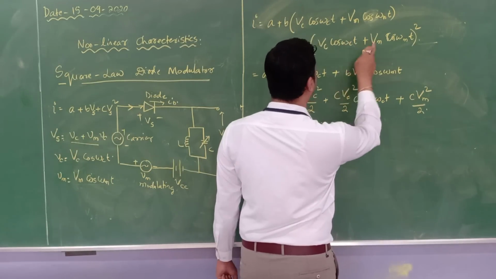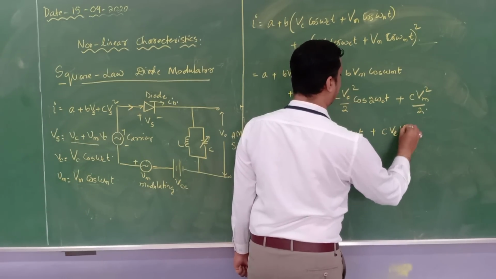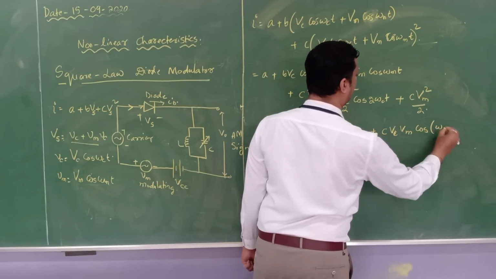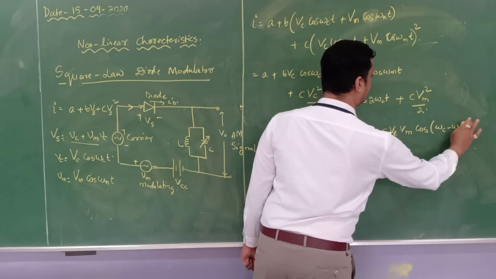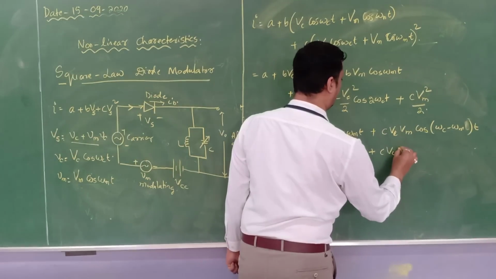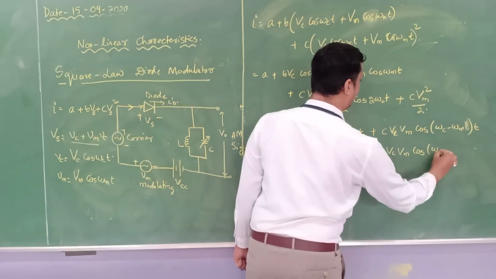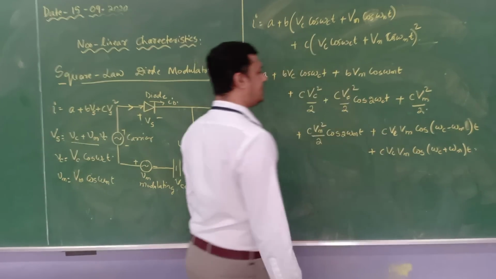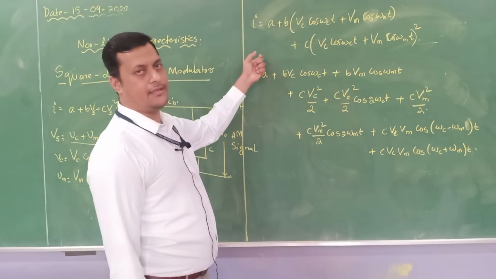Plus, this is the twice term, so C into Vc into Vm cos of (omega C minus omega m)t, plus C into Vc into Vm cos of (omega C plus omega m)t. So this is the expansion of the above component.